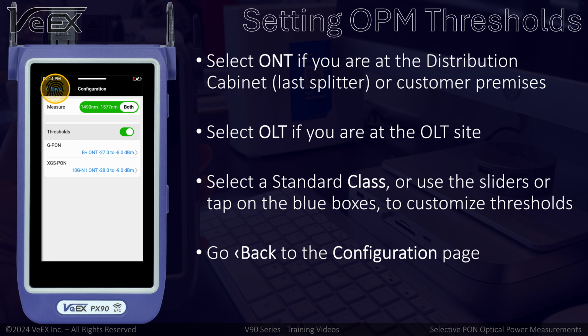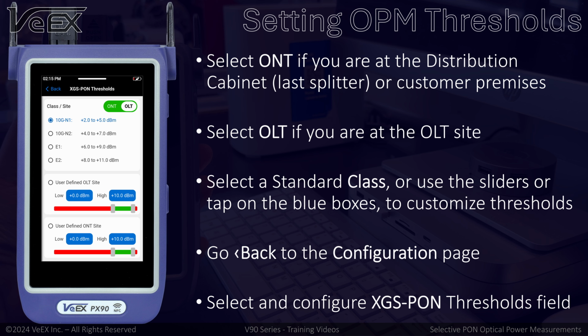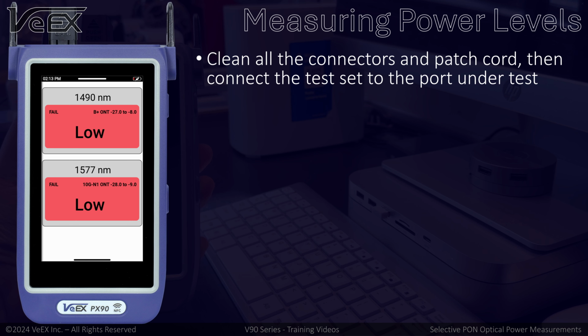Tap on Back to return to the main configuration page. Now, select the XGS PON threshold field to configure. Select the applicable 10G PON class for the link or port under test. Tap on Back twice to return to the optical power measurements page. That is all the configuration required.